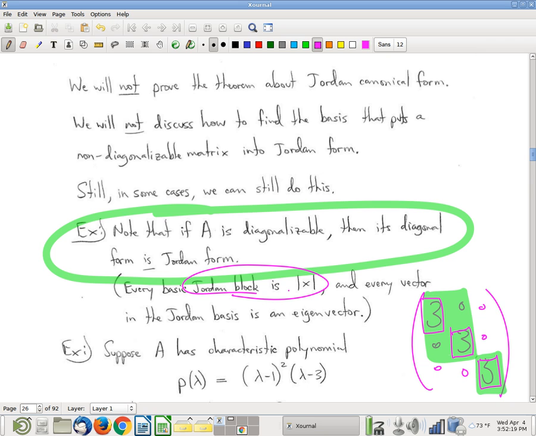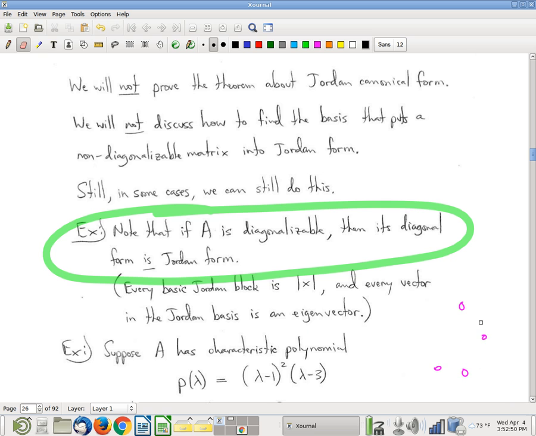So, diagonal, well, let's say it this way. If the matrix is diagonalizable, then its Jordan form is diagonal form. Okay. So there, by the way, we do know how to find the Jordan basis. The Jordan basis is the basis that puts us into that Jordan form. It's the basis that puts us into the diagonal form, namely, the basis of eigenvectors, the eigenbasis. Okay, so like I say, every so often, sometimes you get lucky.